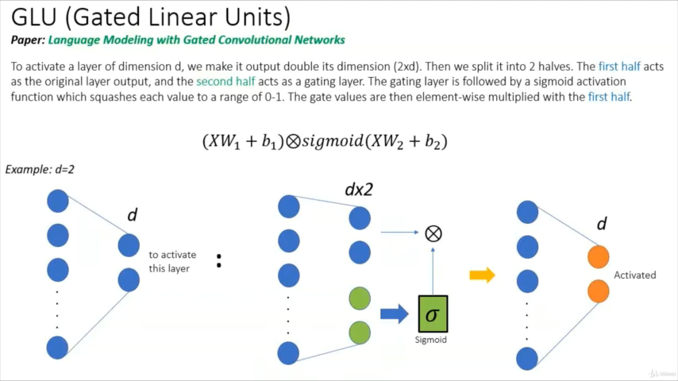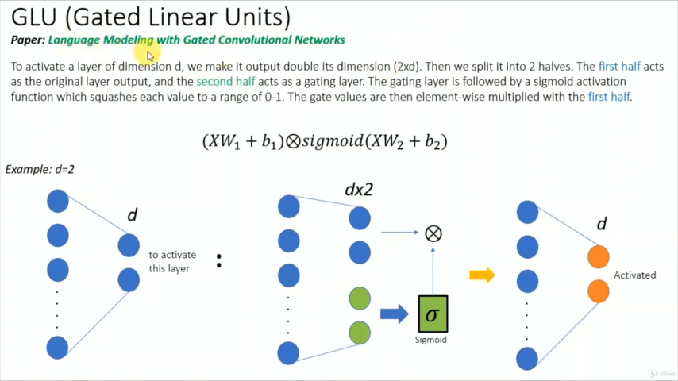Hello and welcome back. In this lecture, we're going to discuss the GLU activation function, which is short for gated linear units. This was proposed in a paper called Language Modeling with Gated Convolutional Networks.